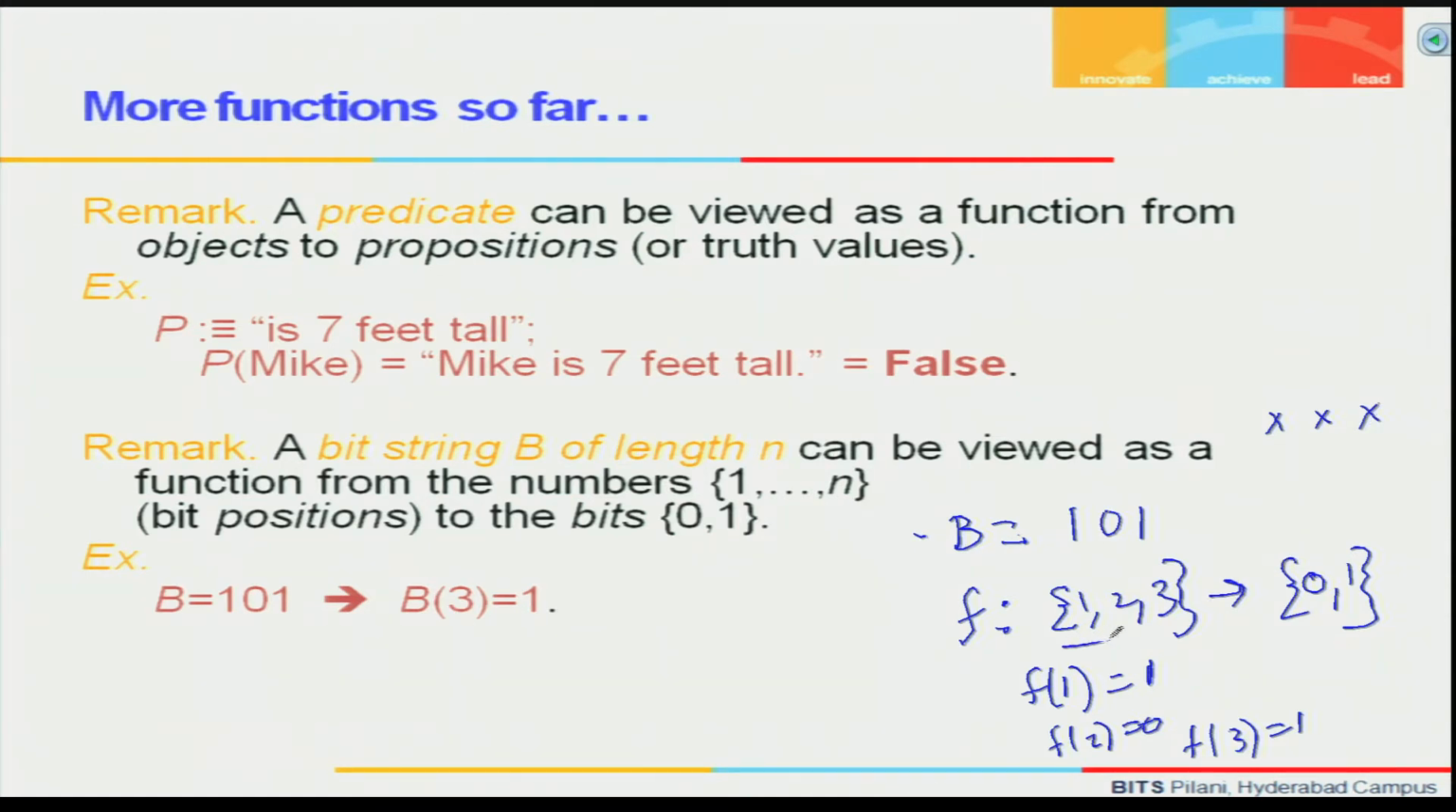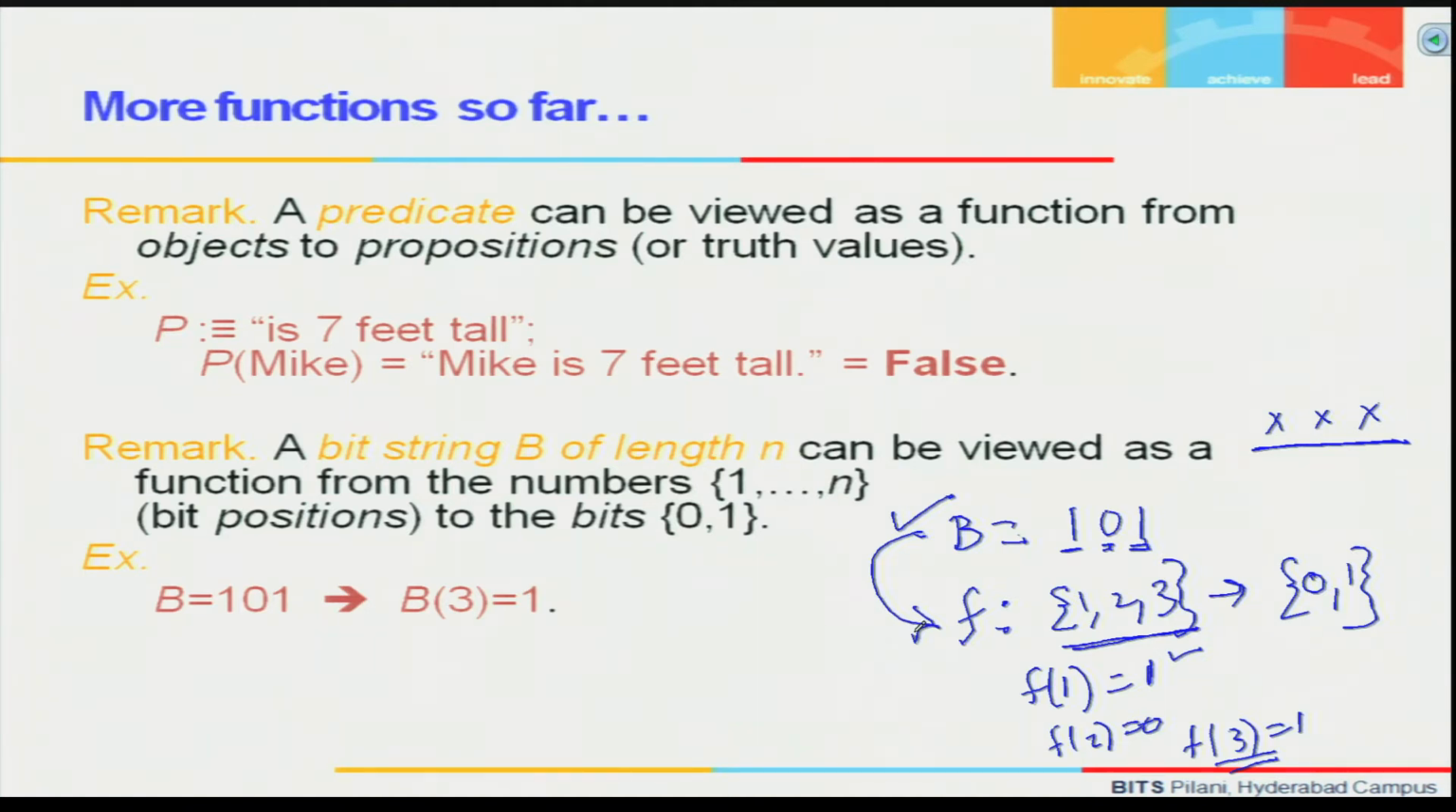Hence I am taking this particular set as {1, 2, 3}, and I have to represent this bit string as a function. In this bit string, my first position is having 1, so the first position in this particular set should also be 1. So I say that f(1) = 1. Second position I am putting 0, so I am defining f(2) = 0. Third position in the bit string is taking 1 as its value, hence I define my function to be f(3) = 1.